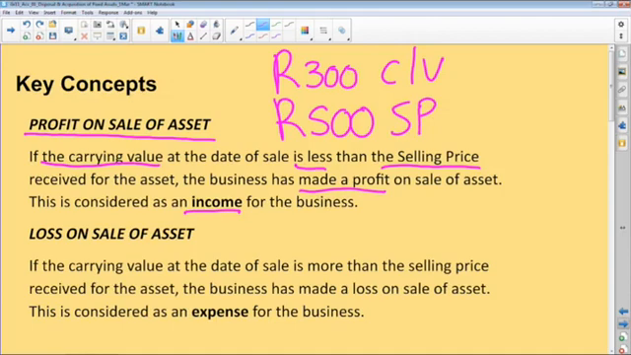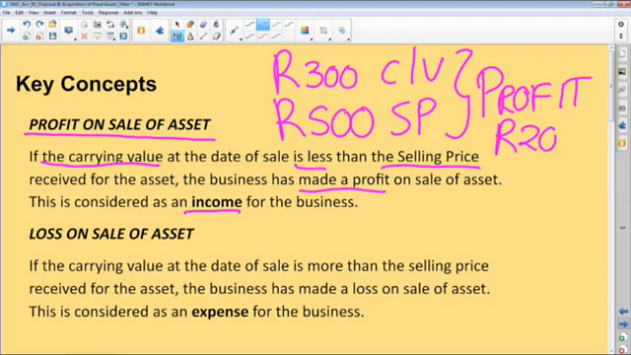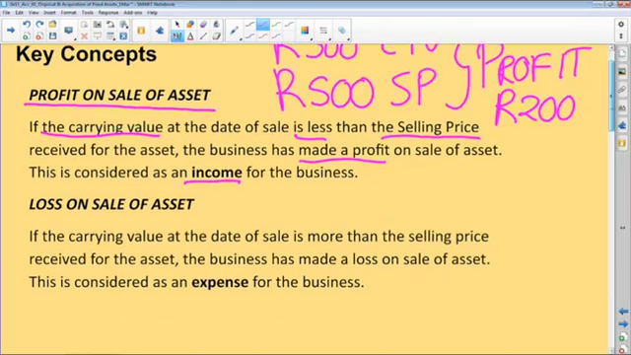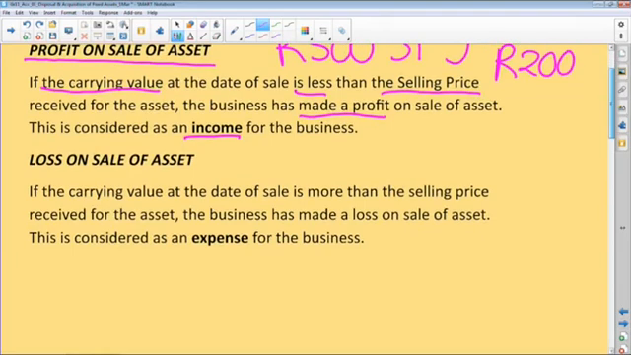So clearly you guys can see the selling price 500, but the carrying value, it is worth 300 Rand. So obviously guys, I've made a profit when I sold this printer, and the profit would amount to the difference between the selling price and the carrying value, which is an amount of 200 Rand. Okay, with me. Right, let's move on to the next concept, which is the loss on sale of asset.